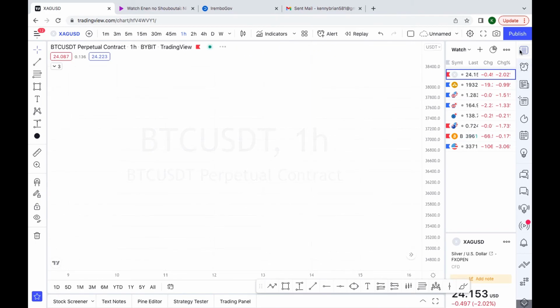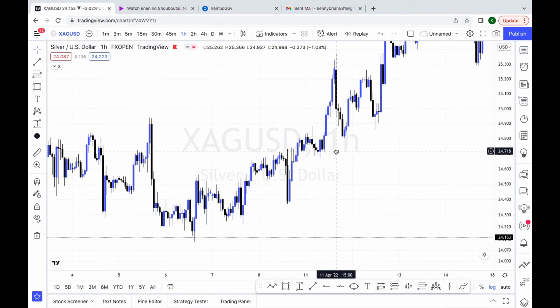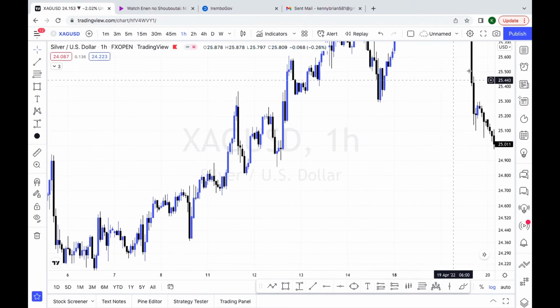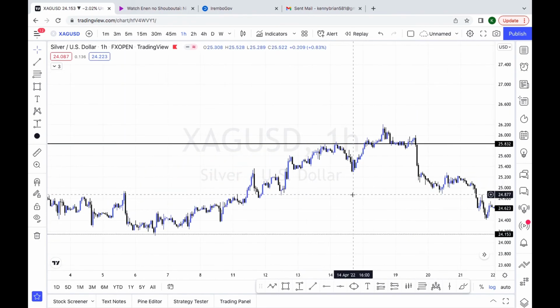On silver. See, a lot of things can be traded. It's not just forex. We have commodities, we have forex, we also trade indices like US 30, the Dow Jones, and cryptocurrency too. So it's a really big industry.